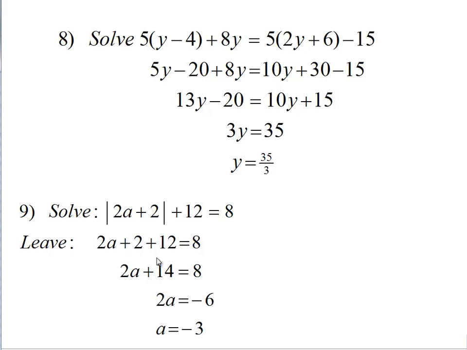Then you change either the left side or the right side. I'm going to change the right side. Just pick one of the sides to change. So I have 2a plus 2 plus 12, and I'm going to change my 8 to a minus, because an absolute value is either positive or it is negative.